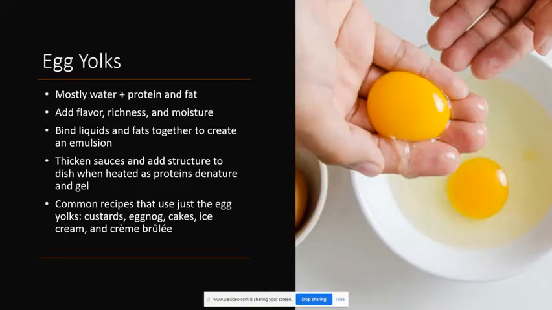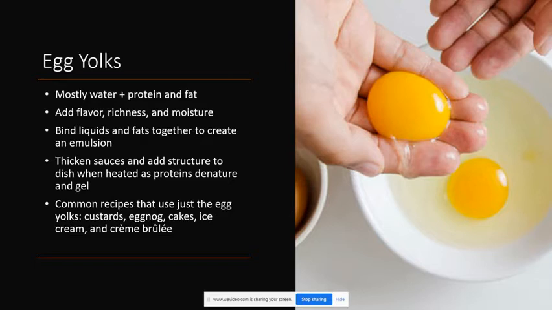So eggs are really composed of two parts, egg yolks and egg whites. The egg yolks are mostly water, but importantly, they also have protein, and even more important, they have fat in them. This fat adds flavor, richness, and moisture to foods that egg yolks are put into. Egg yolks also bind liquids and fats together to create an emulsion. So that's why egg yolks are used in mayonnaise, and you use the egg yolks in hollandaise sauce.